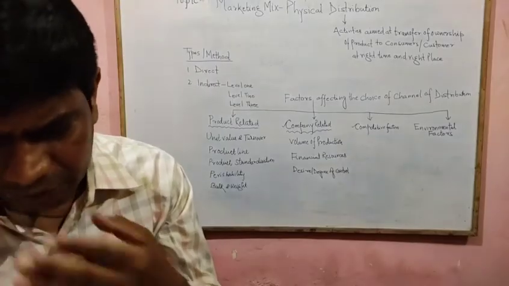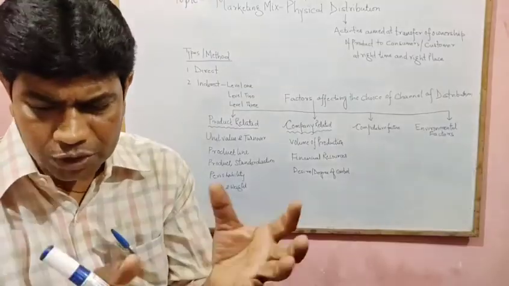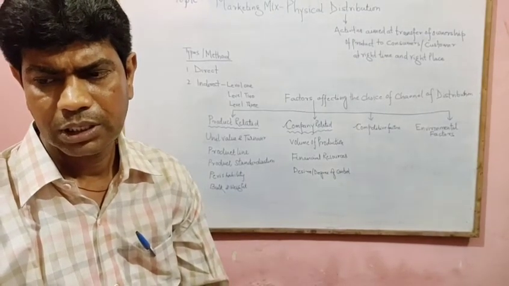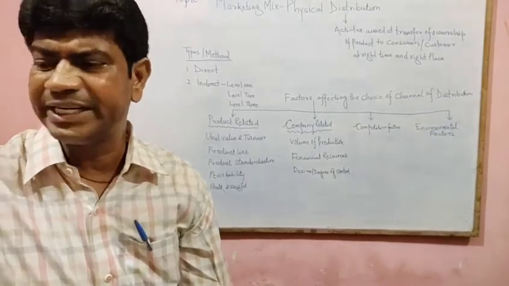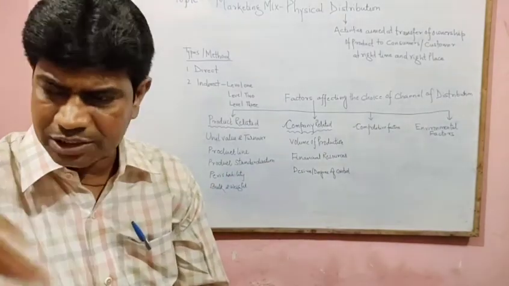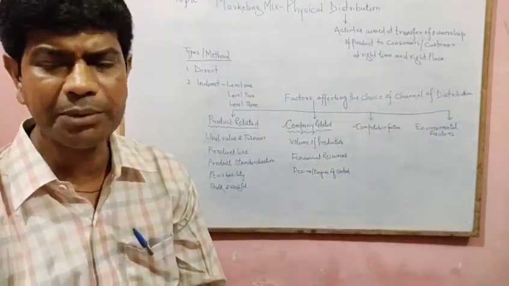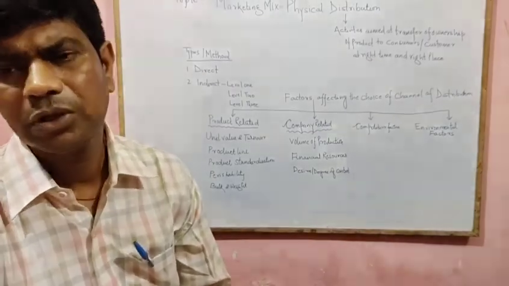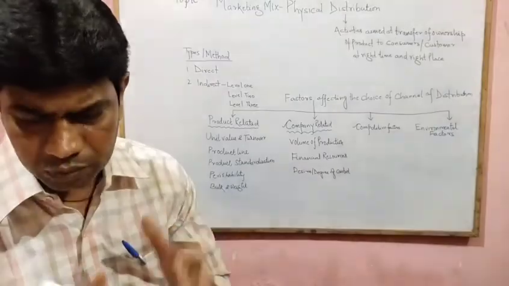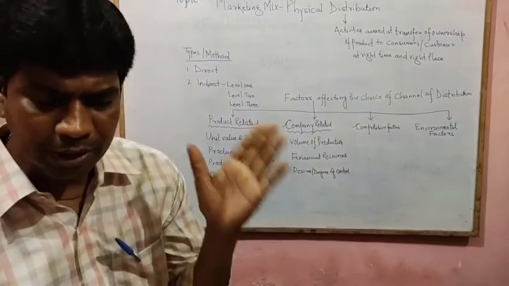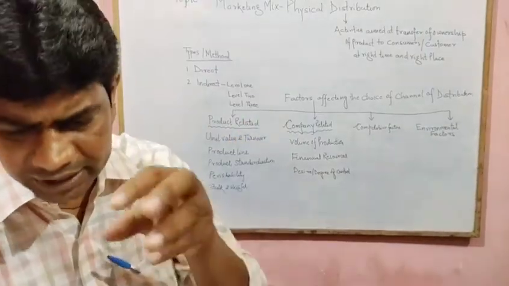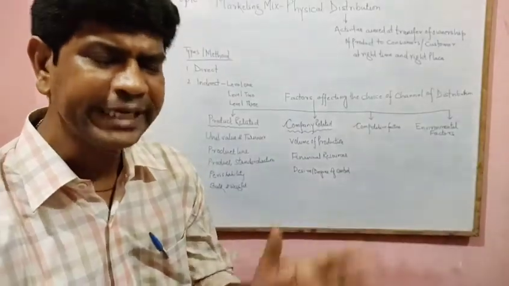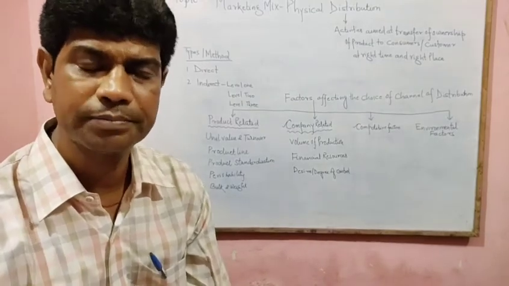Then the next one is about desire and degree of control. Generally, the manufacturer who wants to control the distribution of his product would not try to involve any intermediaries in between or engage some middlemen. They would directly sell their product. Whereas those who want to distribute their product freely without having control can use an indirect channel, or the channel would be longer.